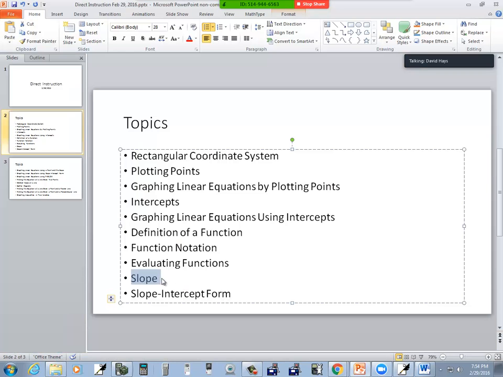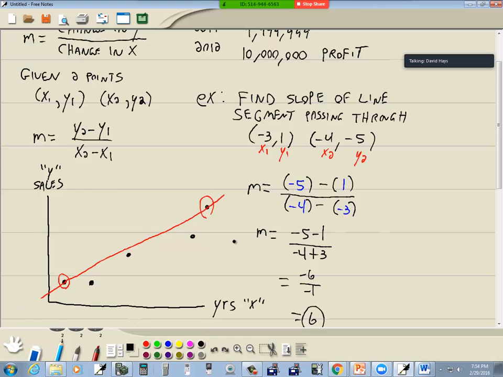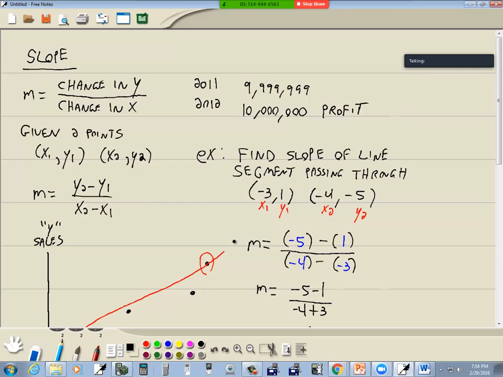Now that's our slope. Now let's talk about our slope-intercept form. Let me clear this off.